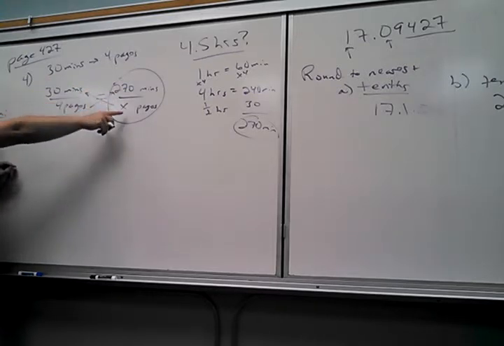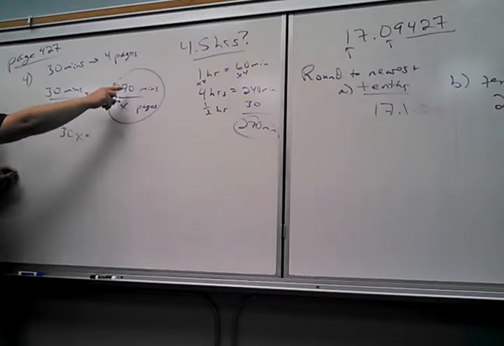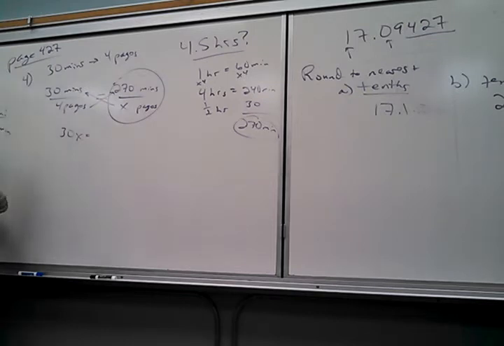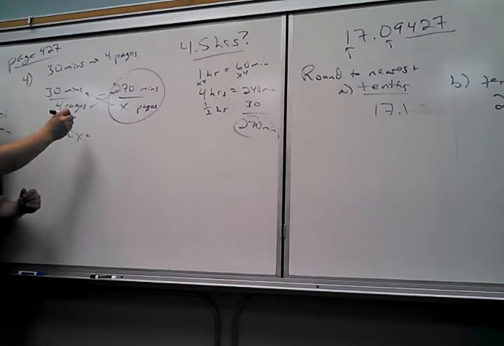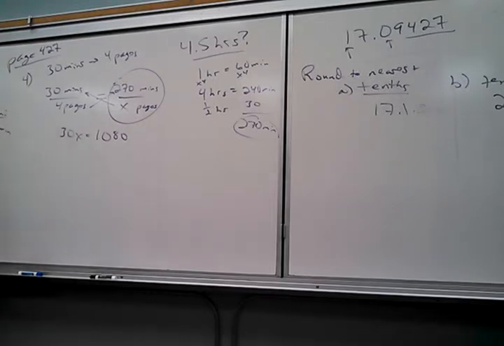Good. Cross multiply. The x comes up 30 times x, 30x. 4 times 270. Cool. And now how do you solve that? Divided by 30. Come on.